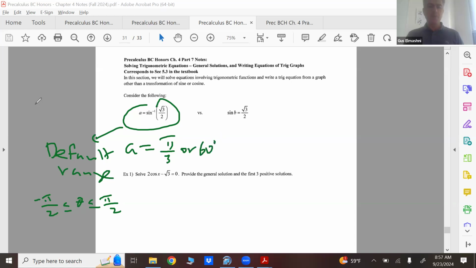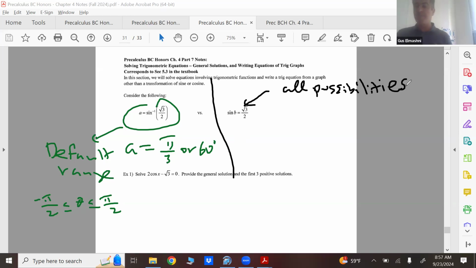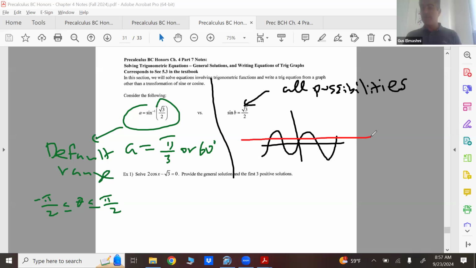Now, let's do a little partition here. This is different, because what this is telling me is that I want all possibilities. That's what that's telling me. I want all possibilities. Because if you think about the sine graph, it's like this, right? And where's sine going to be root 3 over 2? Infinite possibilities. So I want actually all the possibilities for this.